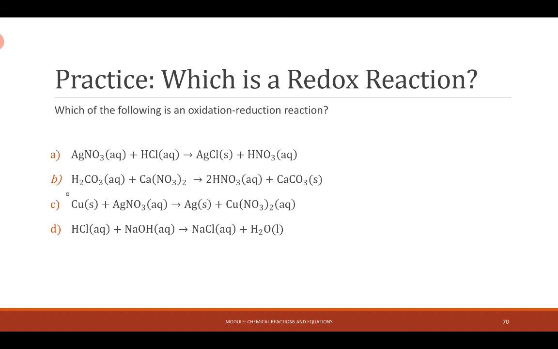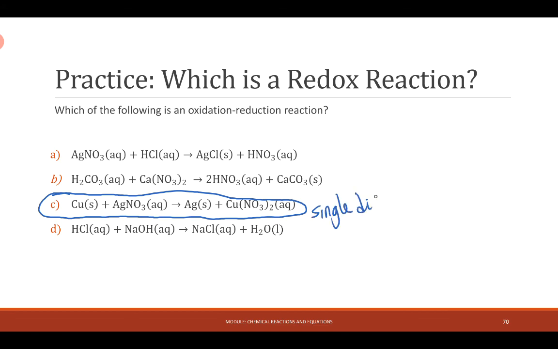Okay, so our redox reaction here is option C, because this is the only one that is a single displacement. All of the others follow our double displacement reaction pattern. Single displacement reactions are always redox, and double displacement reactions are not.